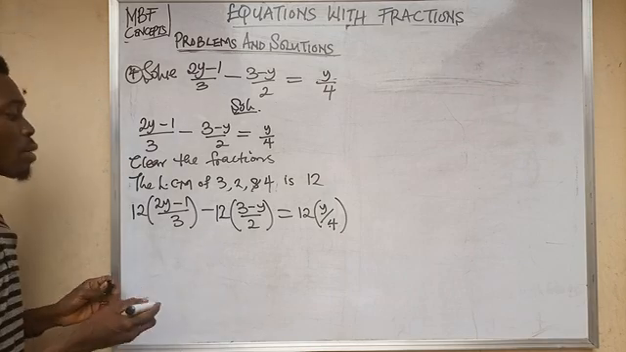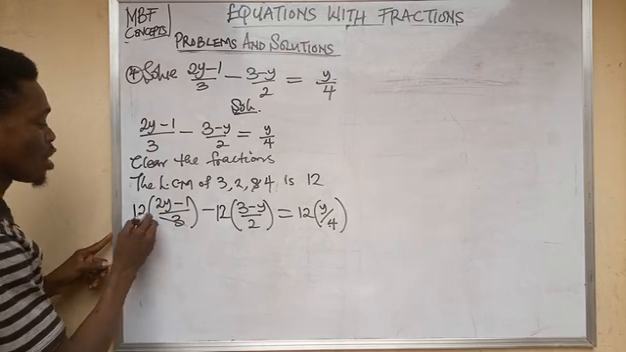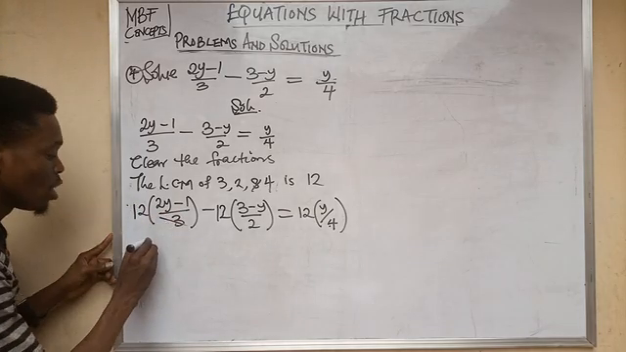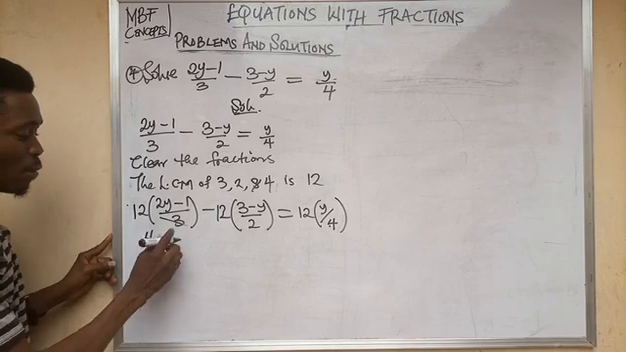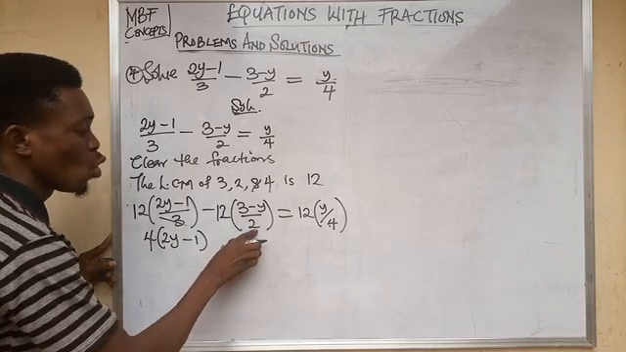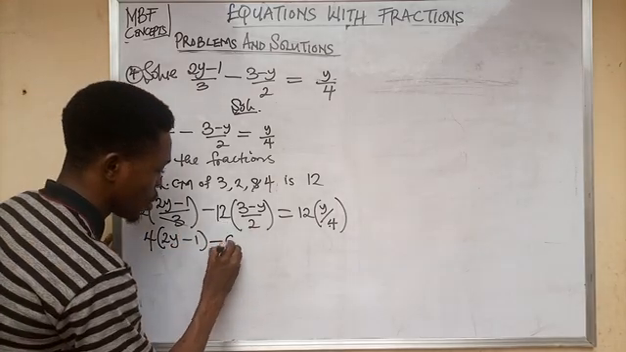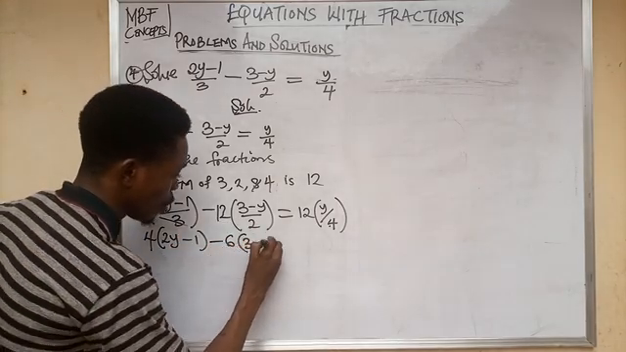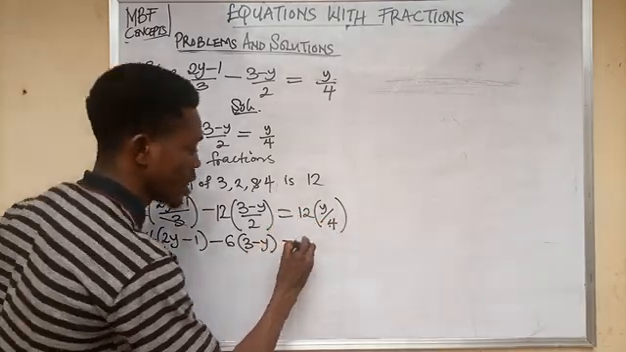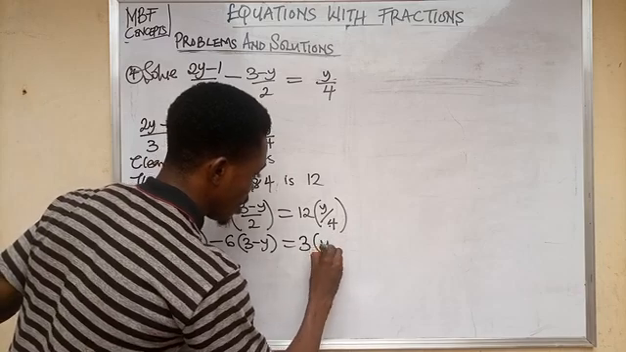Now, the next thing we quickly do is to what? Cancel out. We want to clear the denominators now. So this denominator can go into this 4 times. So 12 divided by 3 will give us 4. I'm going to have 2y minus 1. 2 into 12 will give us 6, so minus 6 into (3 minus y). Then 4 into 12 would have given us 3, and we're going to have 3 times y.